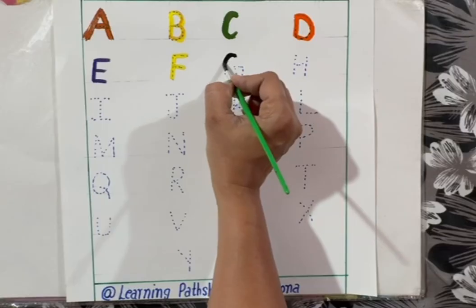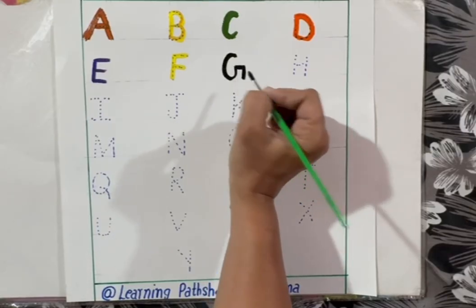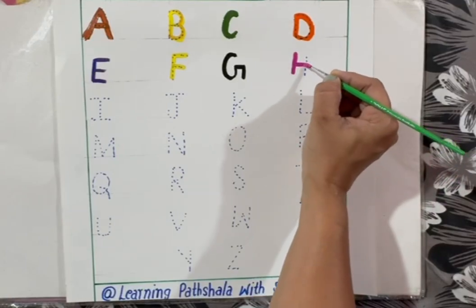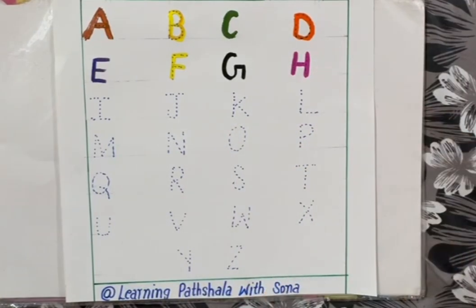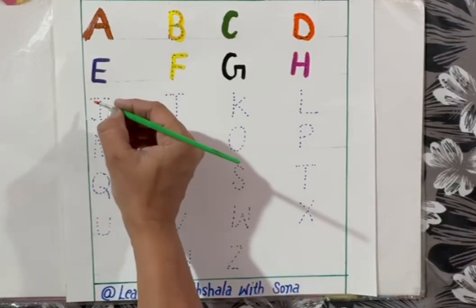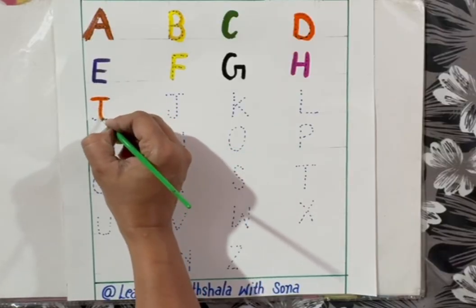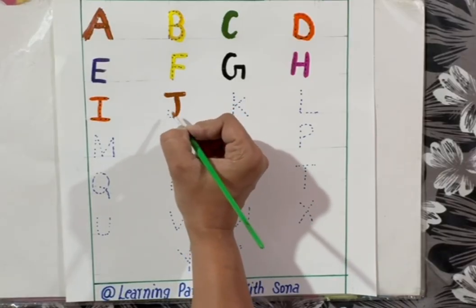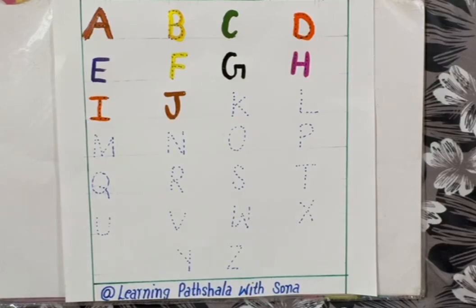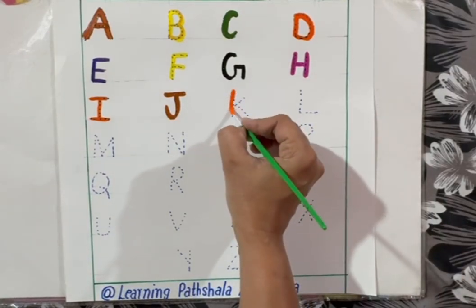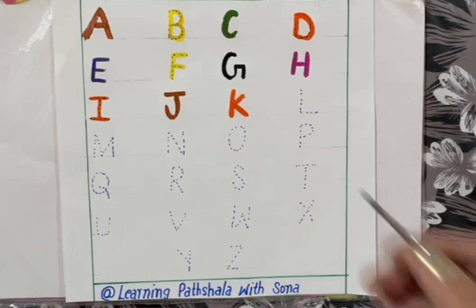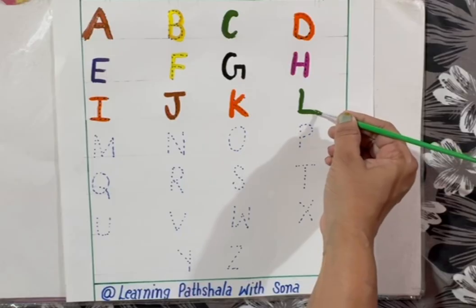G for grapes. H for hen. I for ice cream. J for joker. K for kite. L for lion.